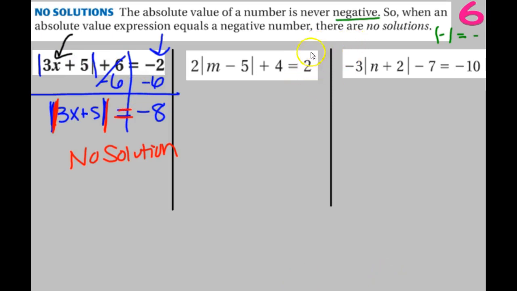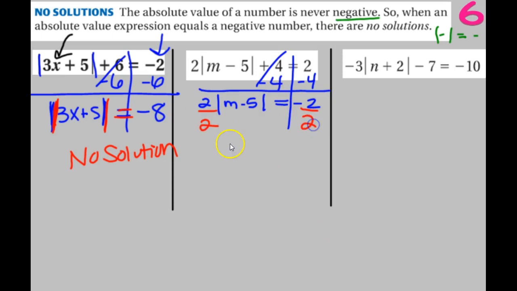This one looks good so far, so let's start solving. We have to subtract 4 on both sides. So those eliminate. We have 2 absolute value of m minus 5 equal to a negative 2. And then divide by 2. We have absolute value of m minus 5 equal to negative 1. Again, I can't put anything in here and make it come out negative. It's not possible. So this one is also no solution.